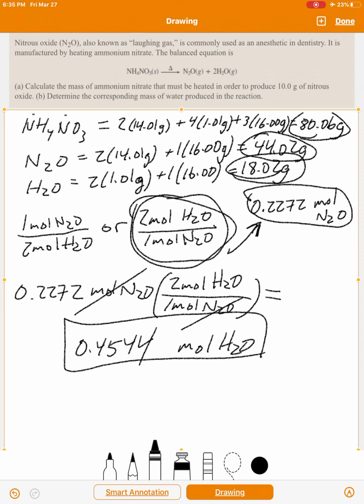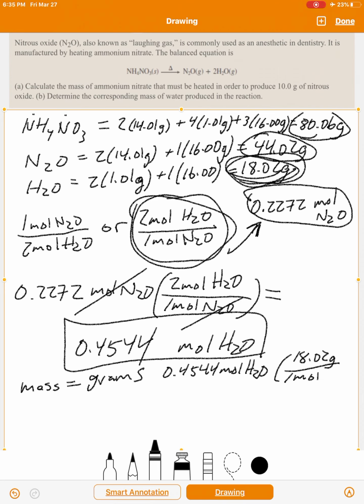Moles of water. But we want to know the number of grams. We want to know the mass. Remember, in chemistry, when they say mass, they mean grams, 9 times out of 10 anyways, or if they say grams, they mean mass, okay? So how do we do that? Well, we've got this 18.02, that's the molar mass of water. So you convert the number of moles to the number of grams. So 0.4544 moles of water, and then it's 18.02 grams of water per mole.